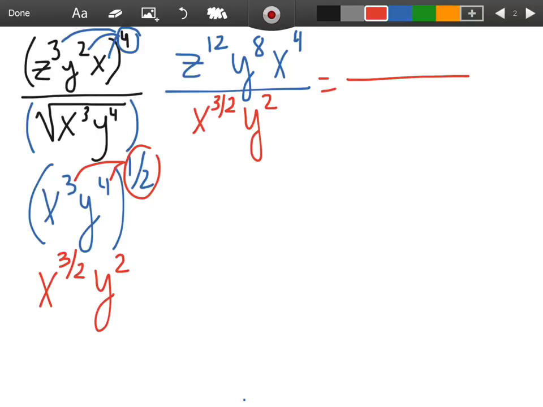Now I see that I have x's and y's that I can combine. My z's are going to stay the same. There's no more z's to combine. I see y to the 8th over y squared. Well, that's just y to the 8 minus 2, which gives me a positive 6.